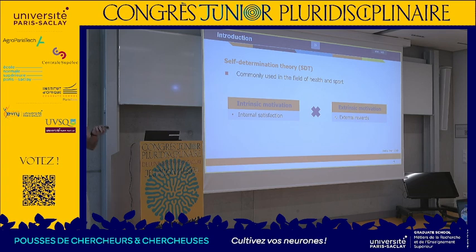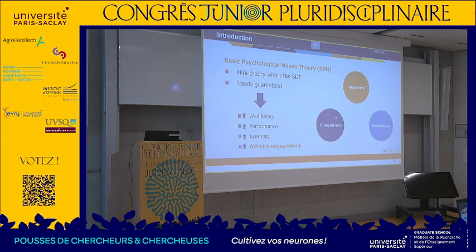So we have many psychological theories that can help us understand motivation in the context of physical activity. One of them is the self-determination theory, which is very commonly used in this field. It basically distinguishes between intrinsic motivation, which is based on internal satisfaction, and extrinsic motivation, which is based on external rewards. It's important to notice that intrinsic motivation is the most stable form of motivation.